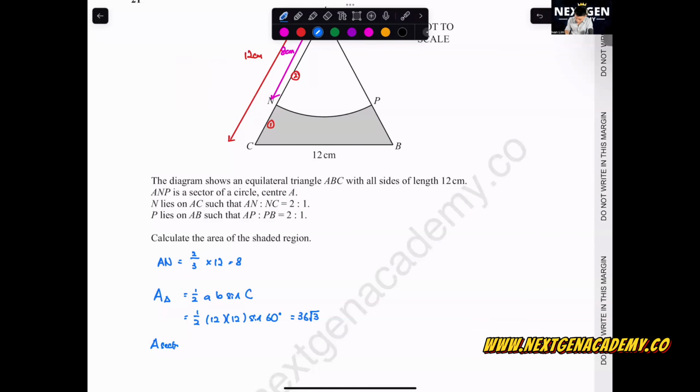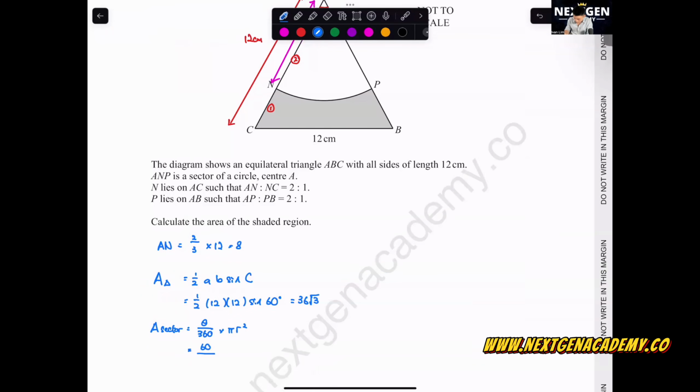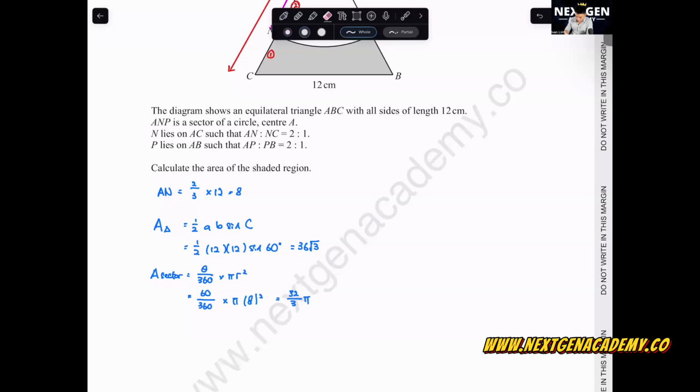For the area of the sector, we will use theta over 360 times pi r squared. So 60 over 360 times pi times 8 squared. The calculator should give you 32 over 3 pi. Now, for the area of the shaded region, we will take the area of the triangle minus the area of the sector: 36 root 3 minus 32 over 3 pi.